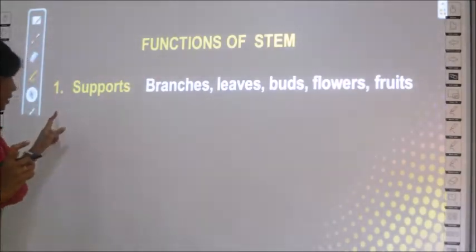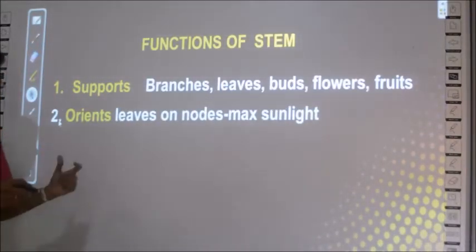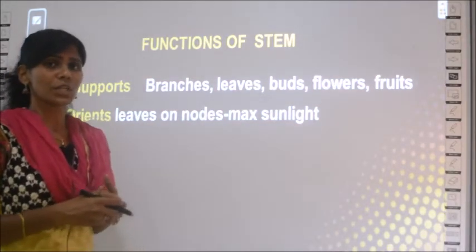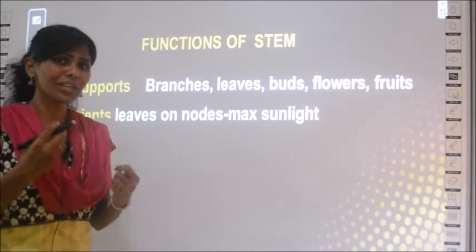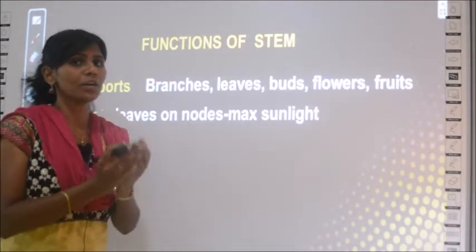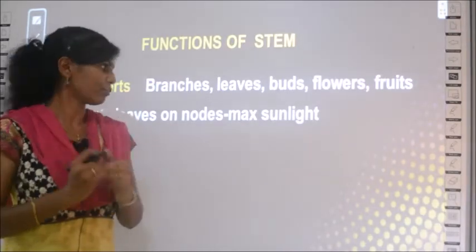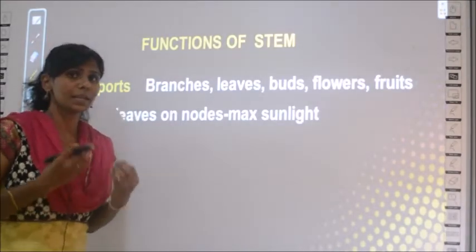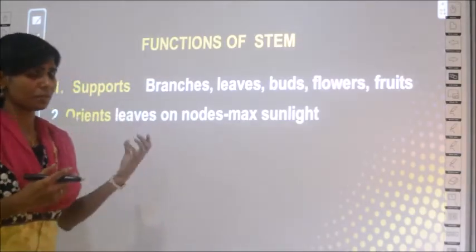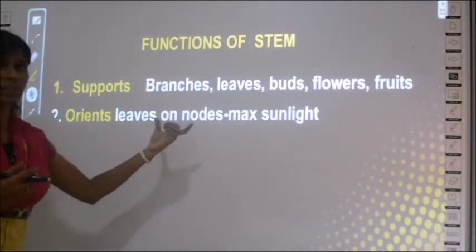Okay. The second function is that it orients leaves on the nodes. What is orientation? Orientation means the stem is the one which will adjust the angle of the leaves so that the leaves can achieve maximum sunlight. What does it mean? It orients leaves on the nodes.